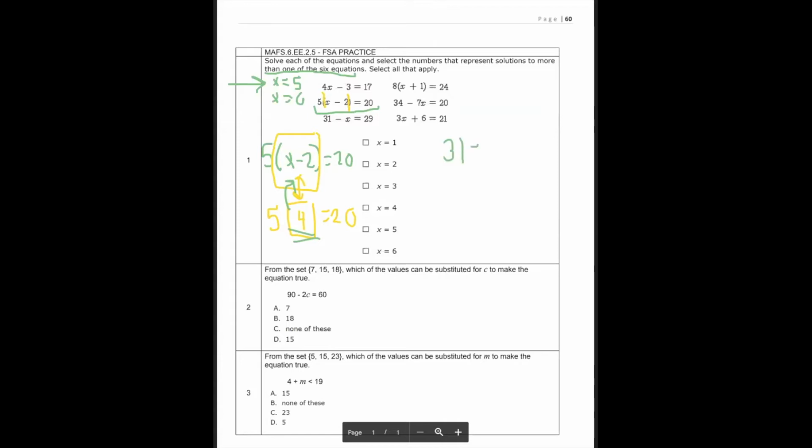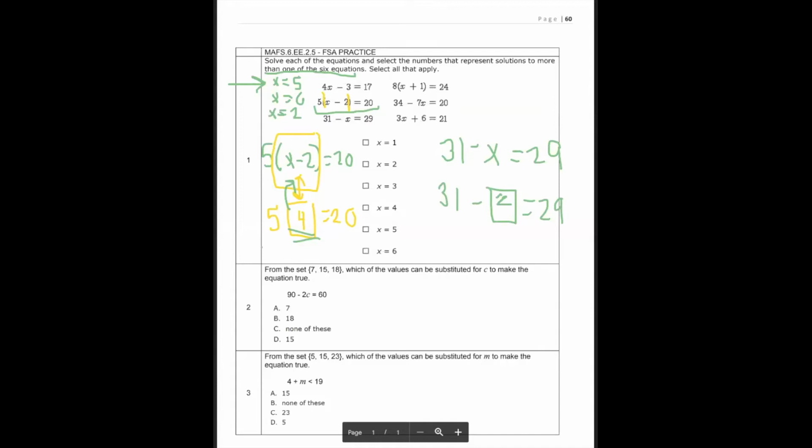31 minus x is equal to 29. And then what I'll do, this one is actually not too bad. I don't even think you really need the box, but I'll do it just in case. So 31 minus a box is equal to 29. What is that? 2. And there's really nothing there. The 2 is just the x, so the answer is just 2. So that one was pretty easy. Let's look at the next one.